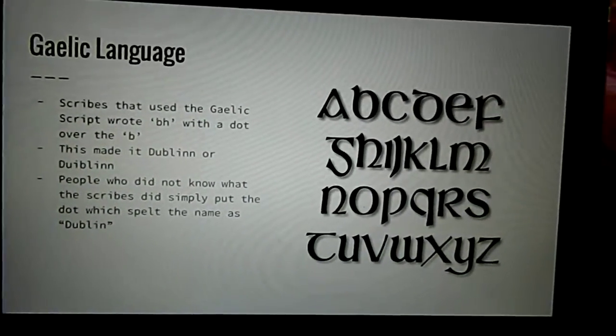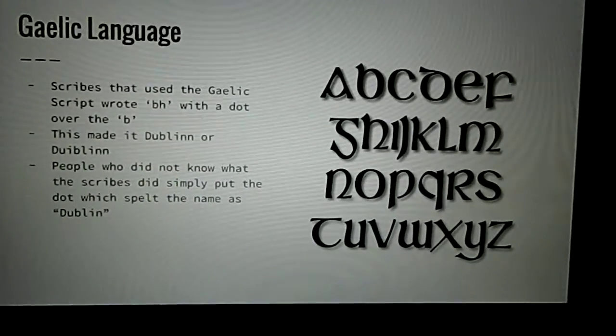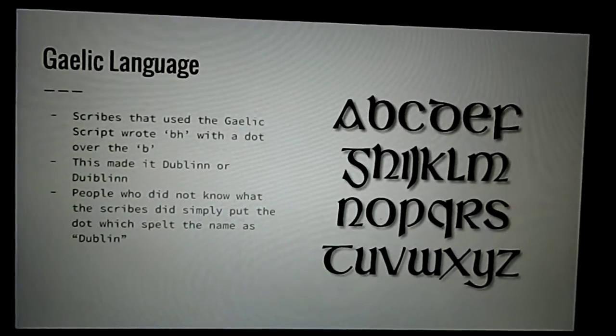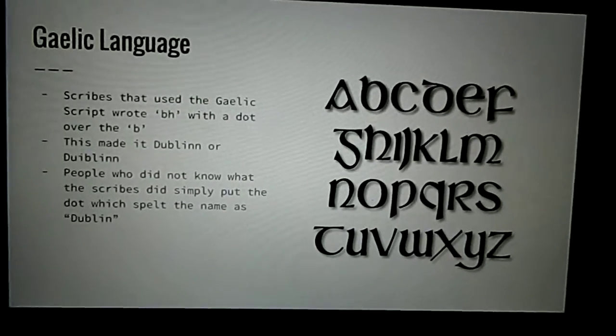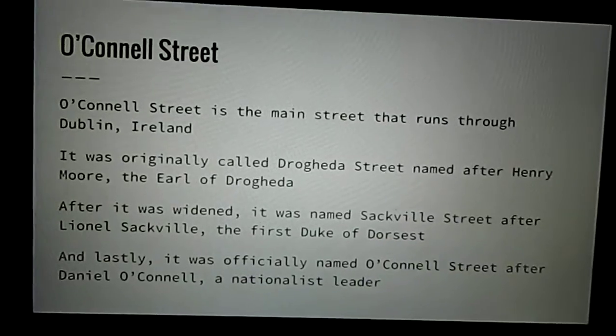And as you can see, it looks pretty similar to ours. The only difference that I can point out would probably be the D. It looks kind of like an O, but besides that, it's pretty much just like our alphabet.